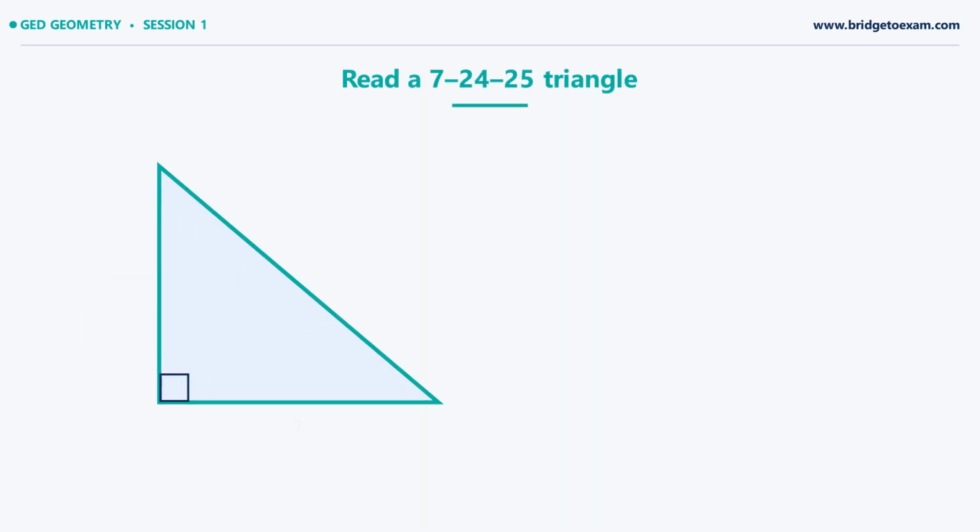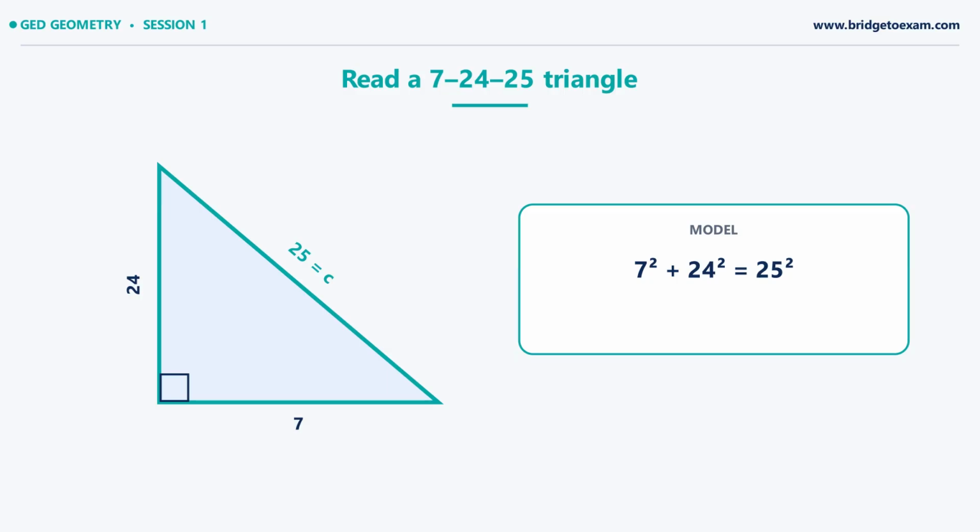Suppose the right angle marker sits between sides 7 and 24. Those two sides are the legs, even if 24 looks almost horizontal, and 7 looks vertical. The remaining side, 25, is the hypotenuse. It is opposite the right angle and longer than either leg.